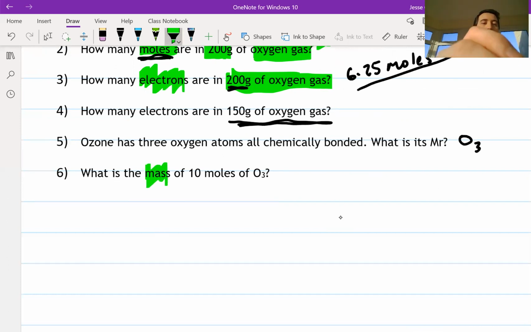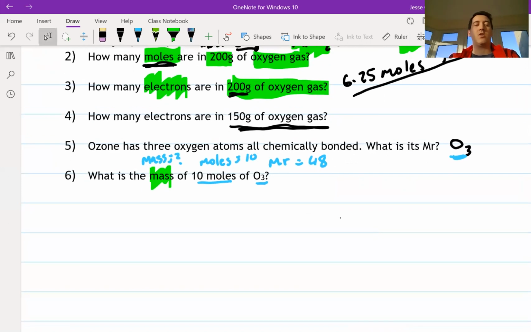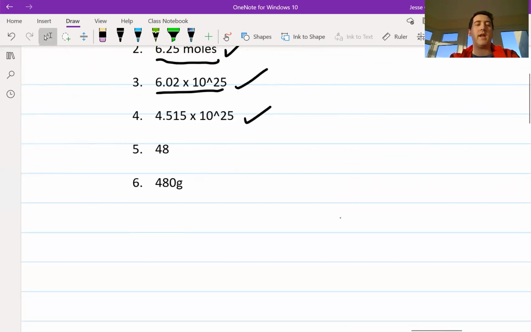So again, my mass equals question mark. I know my moles is equal to 10. I know my Mr, I worked it out up here, equals 48. So now I can use the formula to find the mass. All right, hopefully you've done that. You should only be watching if you're ready to see the answer. And the answer is 480 grams.